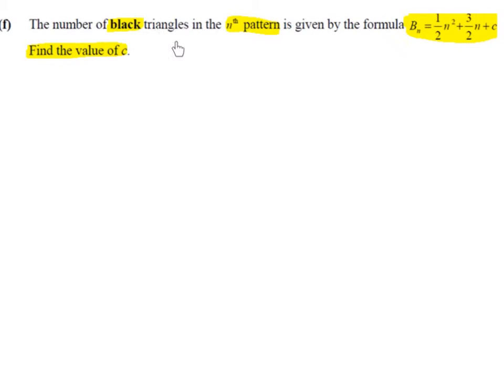F. The number of black triangles in the nth pattern is given by the formula B_n equals a half n squared plus 3 over 2 n plus c. Find the value of c.